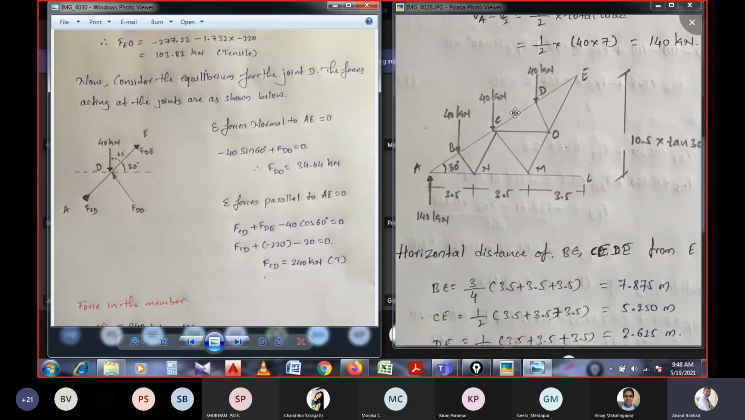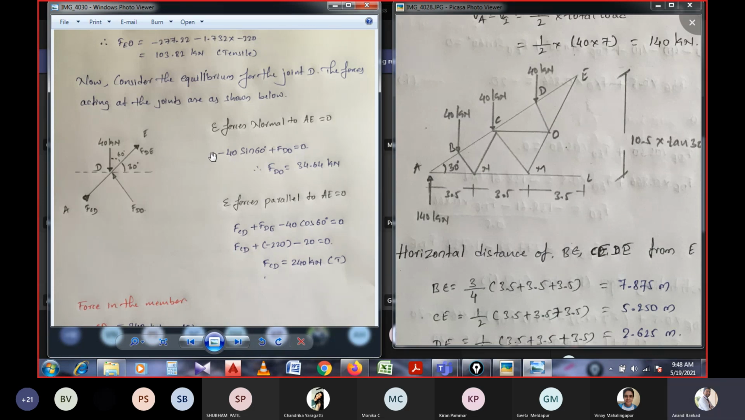That FCD or FDC can be calculated by referring to the equilibrium equations for the member CE, or we can take our AE. If you have a clear picture of the joint, the AE member is drawn over here. In that AE member we have the point joint D, which has the DO force and 40 kilonewton of axial force. If you resolve all these forces normal to the member AE and parallel to the member AE, you will be able to calculate the force in CD.